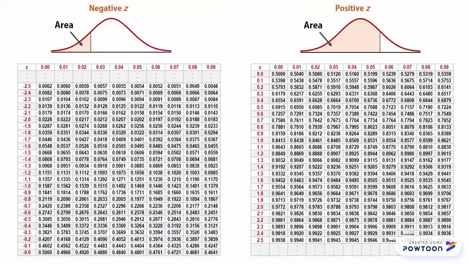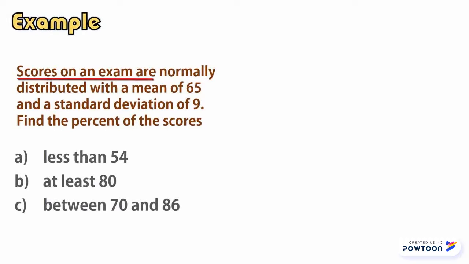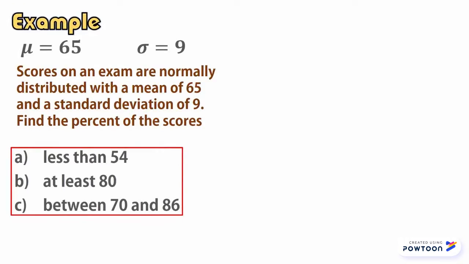negative parts. Let's look at an example. Scores on an exam are normally distributed with a mean of 65 and a standard deviation of 9. We want to find the percent of scores satisfying A, B, and C here.